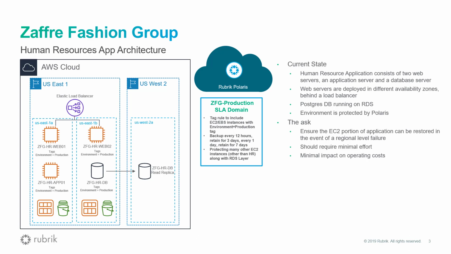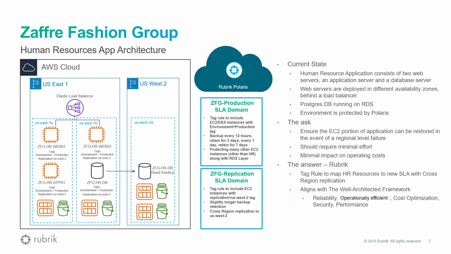Now, there's a number of ways we can do this. We could re-architect the HR application itself. We could utilize a number of resources within AWS in order to move the data to a different region. But the key here is it has to be with minimal effort and it has to have minimal impact on operating costs. So the solution we'll walk through is using Rubrik Polaris.